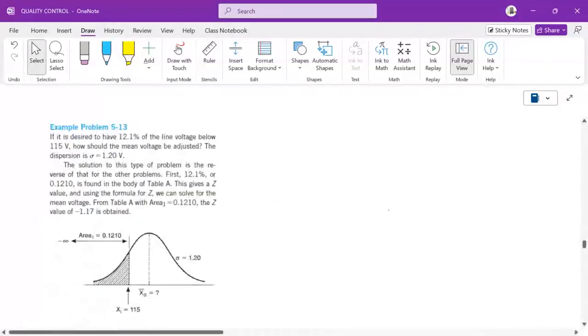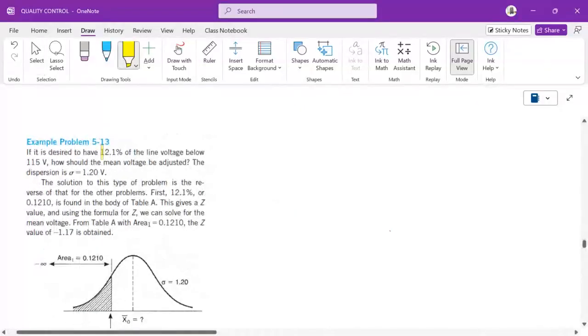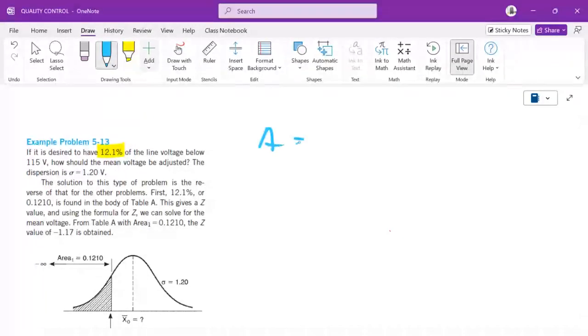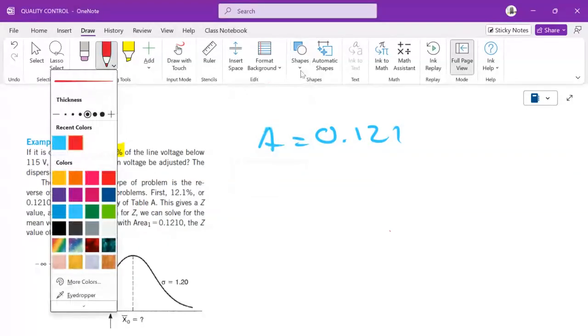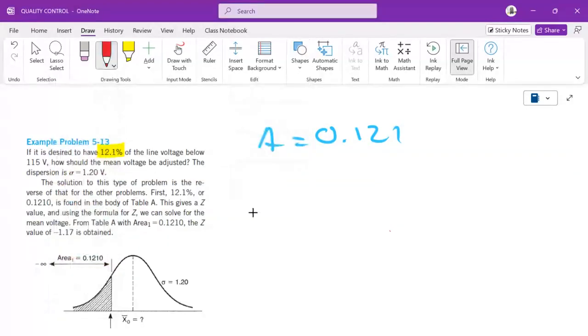So now we are given the area. When I give you anything in percentage, that's your area. Area equals, just convert it immediately, 0.121. Then you have it's below, so whatever thing that we are doing, it's below. The color is visible but it might not be visible in future. Let me rather stick to my red.